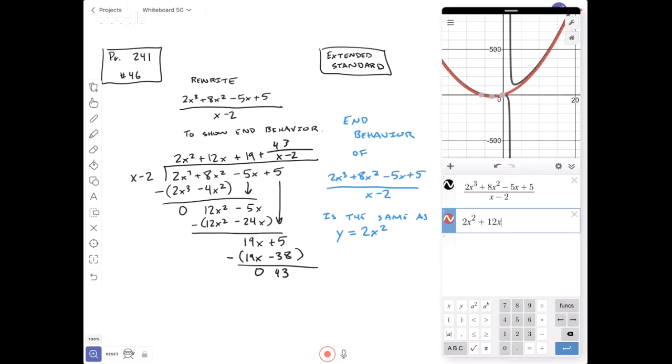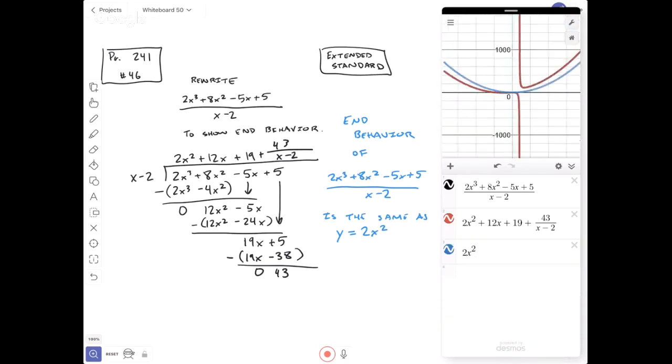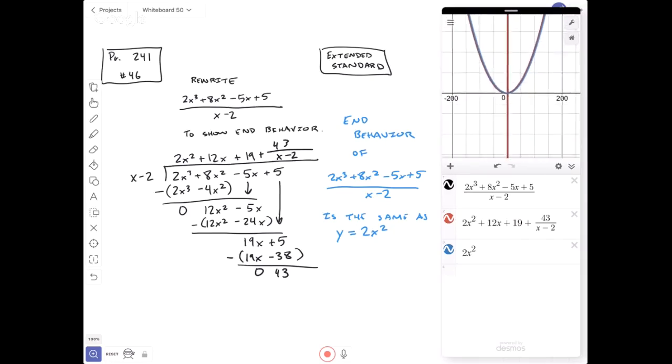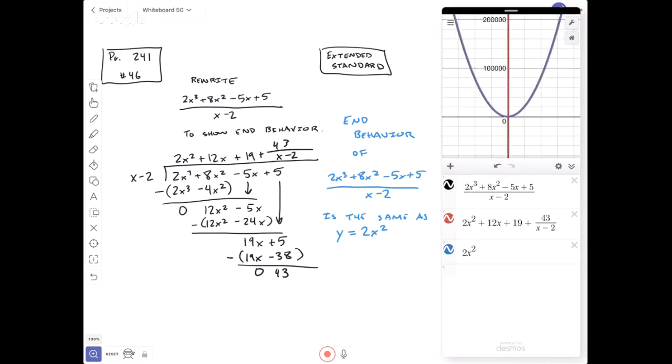12x plus 19 plus 43 over x minus 2. And yes, I did it. I found a perfect identity. And in the end, that's all just like 2x squared. We back out and look at the end behavior. Basically what this graph is doing in the big picture is just like the graph of y equals 2x squared.